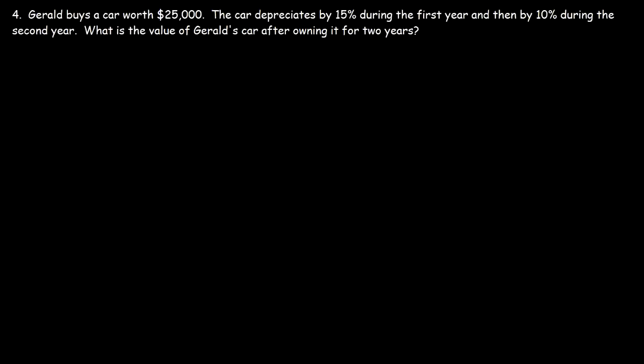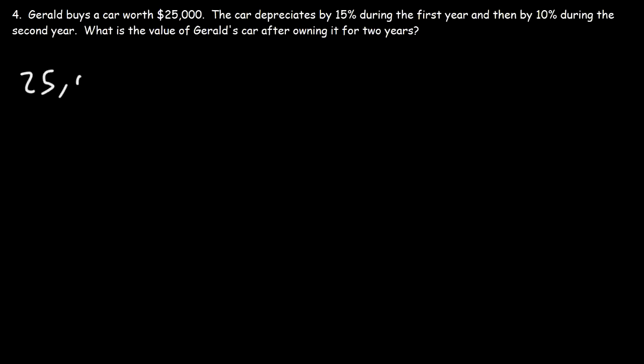Number 4, Gerald buys a car worth $25,000. The car depreciates by 15% during the first year and then by 10% during the second year. What is the value of Gerald's car after owning it for 2 years? Now we can't combine 15% and 10% and say that his car is going to decrease by 25% over 2 years. It doesn't work that way. We need to do this one step at a time.